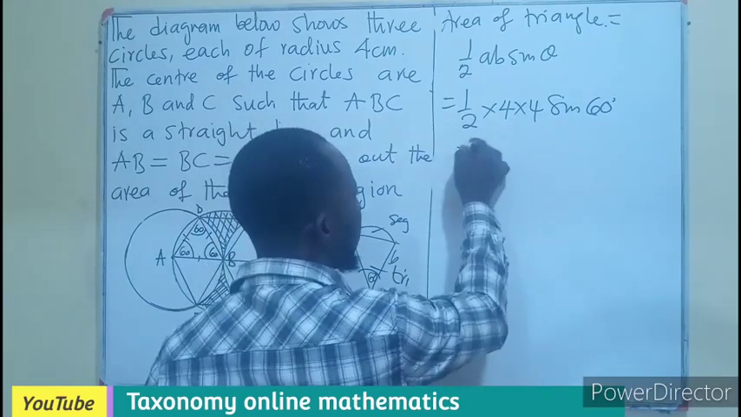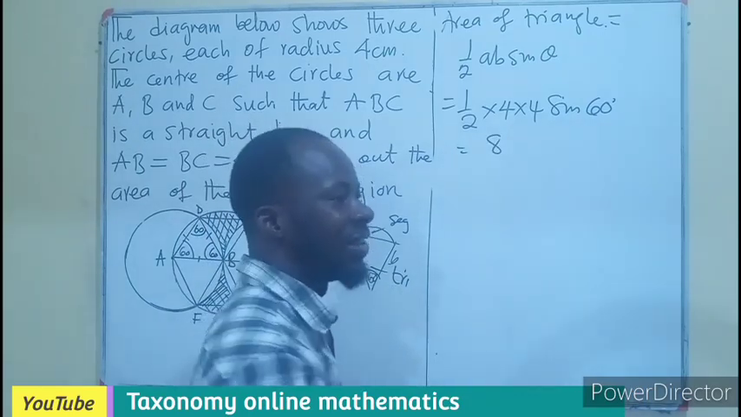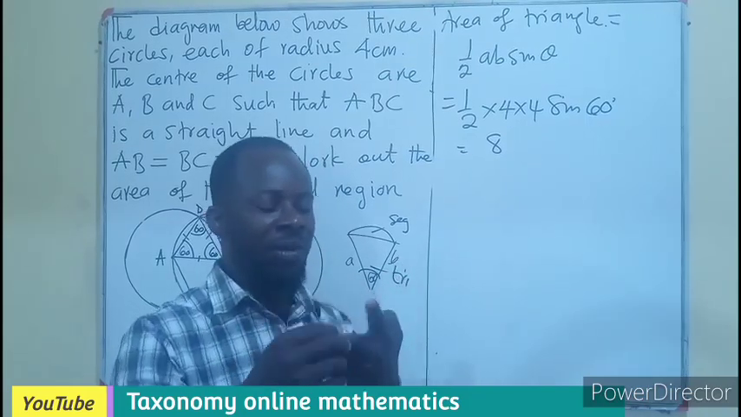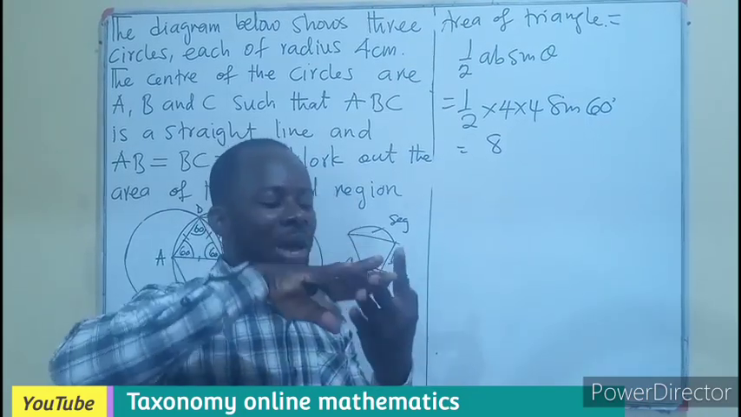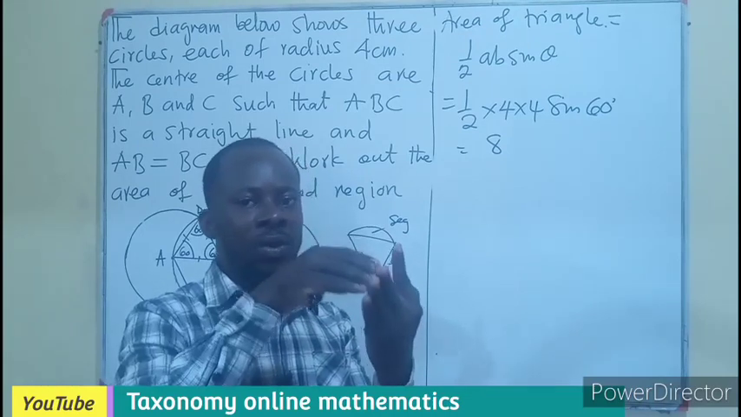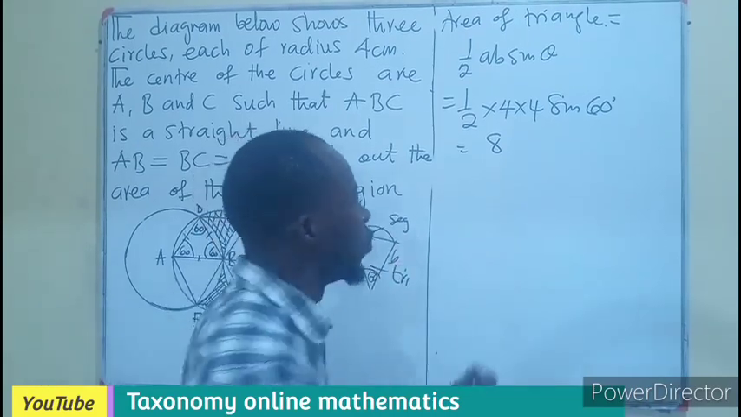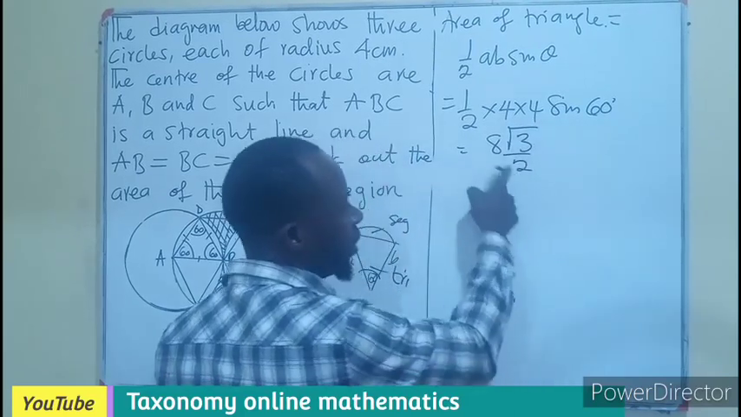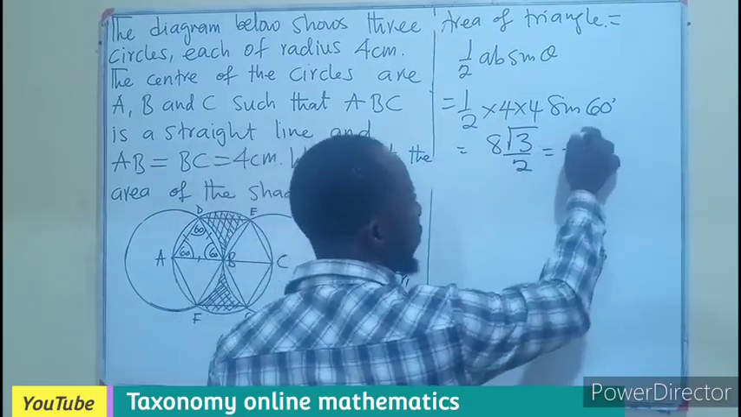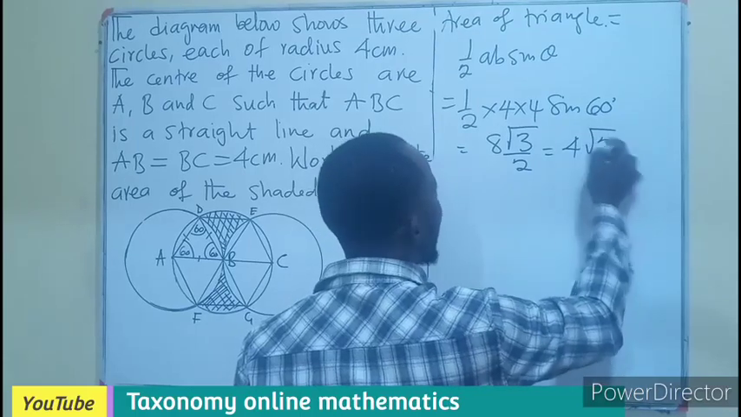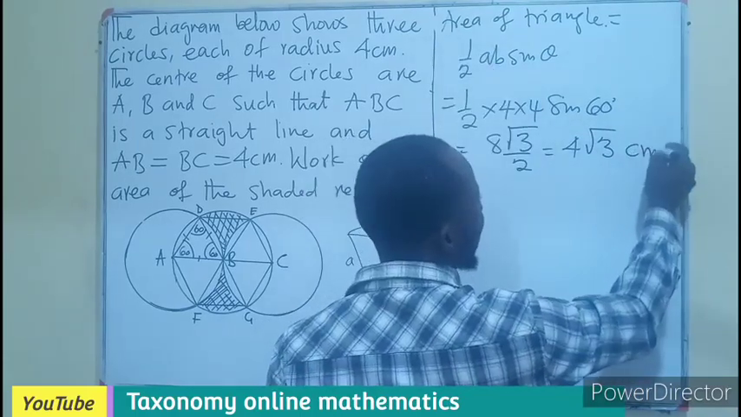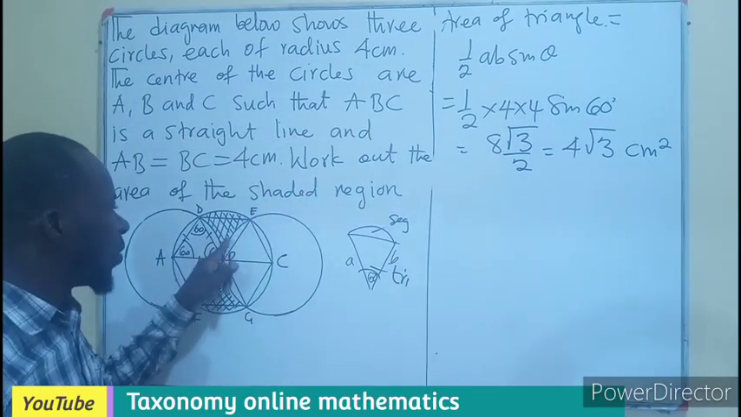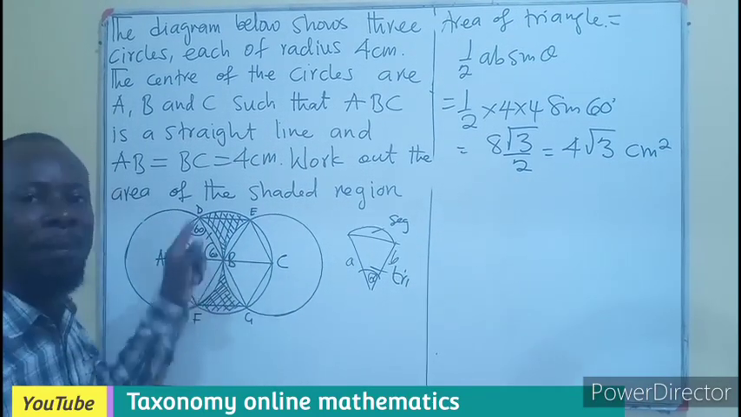So I'll be having 8 times sine 60. You can use the hand. This is 0, 30, 45, 60. For sine, we are picking the square root of 3 divided by 2. So that will be square root of 3 divided by 2. These two can divide that. So you have 4 root 3. Since it is area, centimeter squared. That area of the triangle is the same for all the 6 of them.